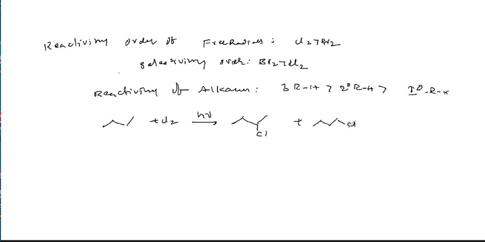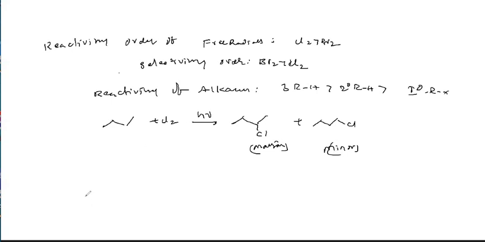You know which one is major because you know the alkanes reactivity order, right? A secondary is always more reactive than the primary. So here, this one is actually major, and this one is minor. But still we need the exact percentage. How much percentage is formed, right?